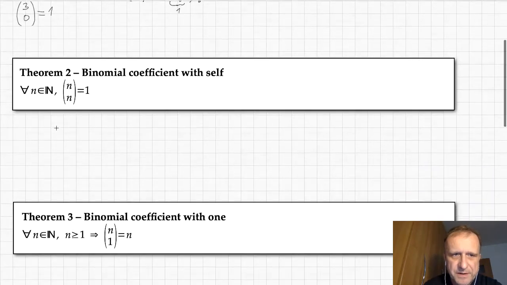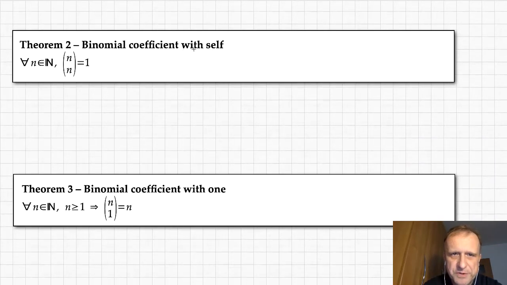The second theorem has to do with binomial coefficient with self. So for all n in the set of all natural numbers, we have n choose n equals 1 always. So for example, 5 choose 5 should be 1. Also, 7 choose 7 is 1. Okay, so how to prove it?